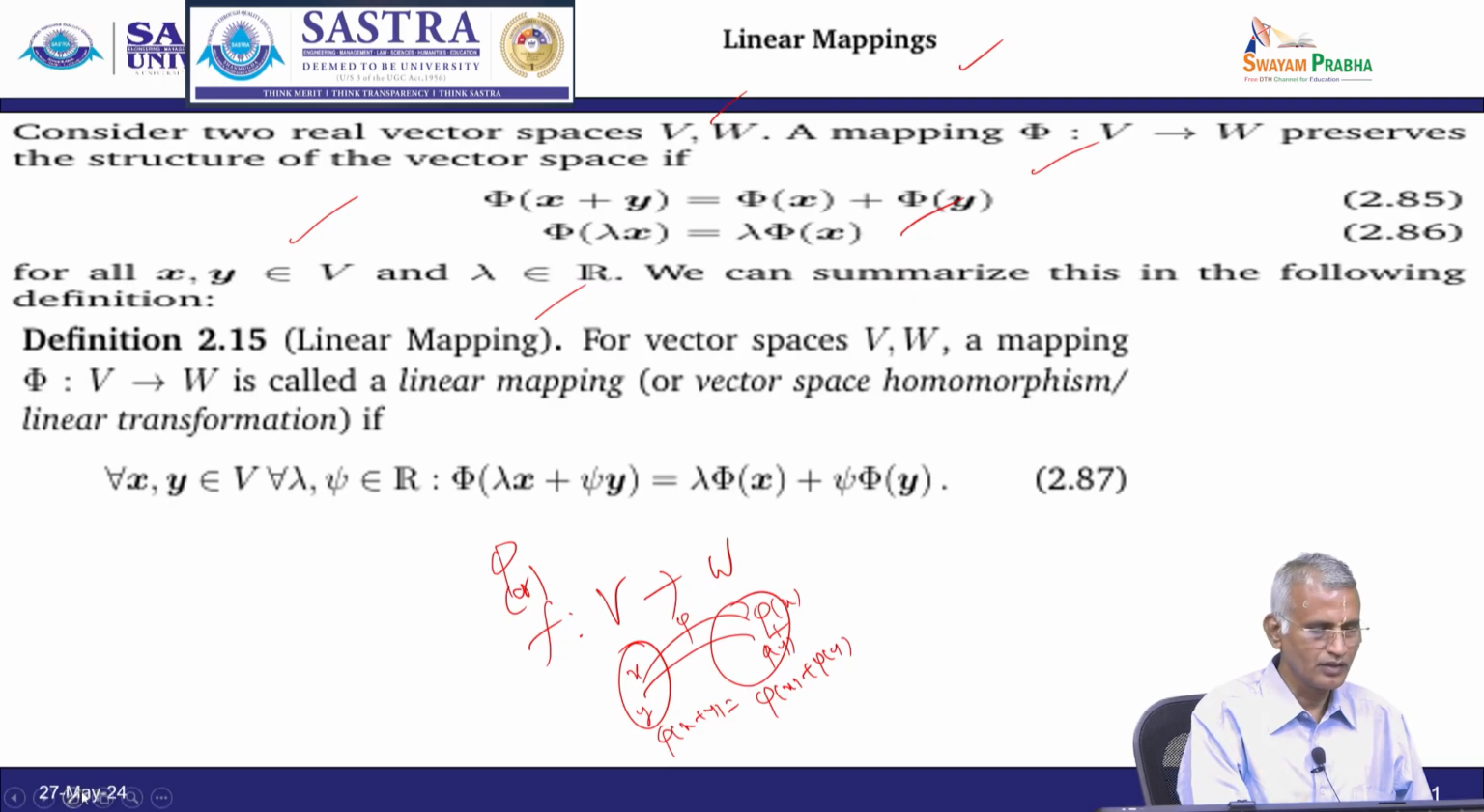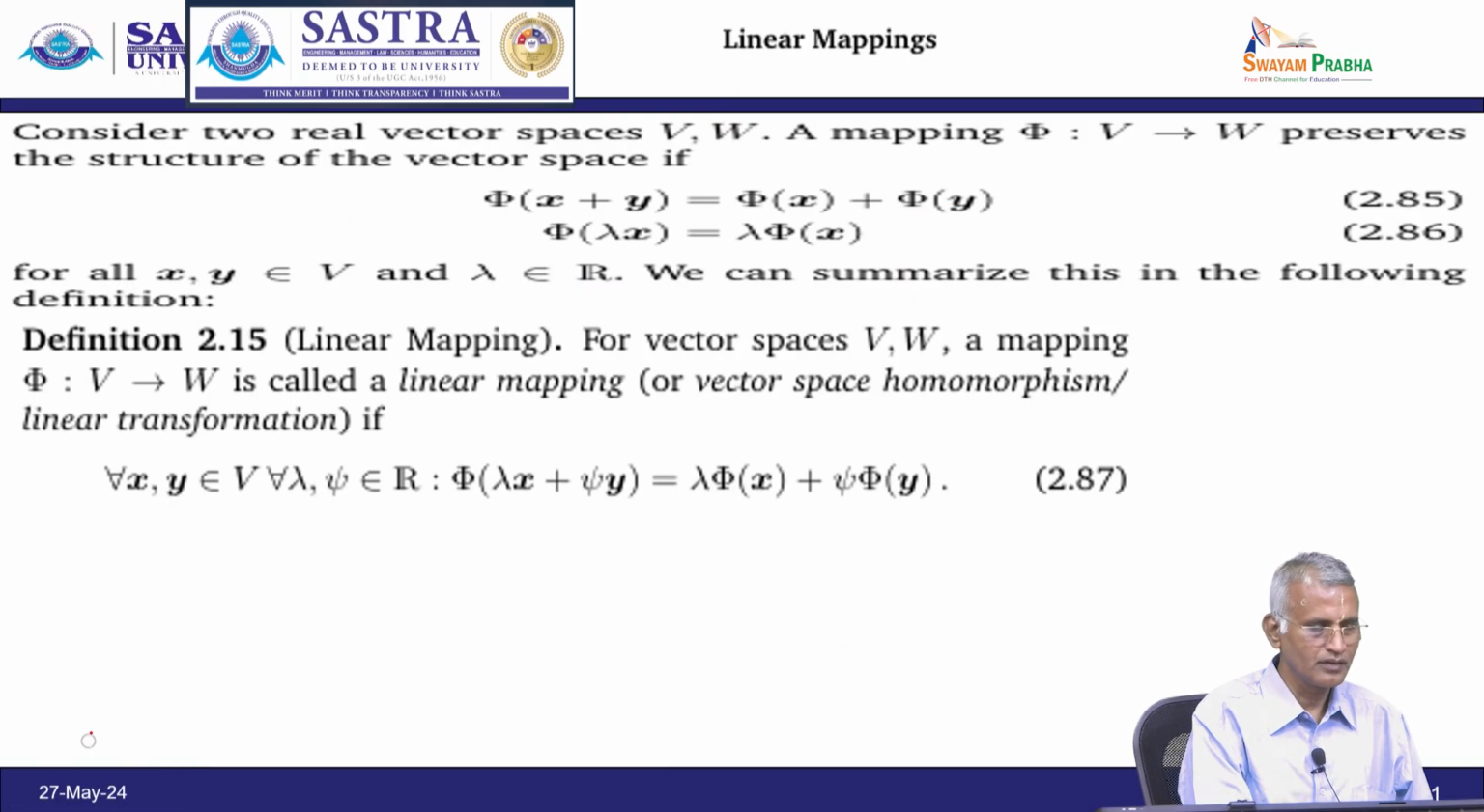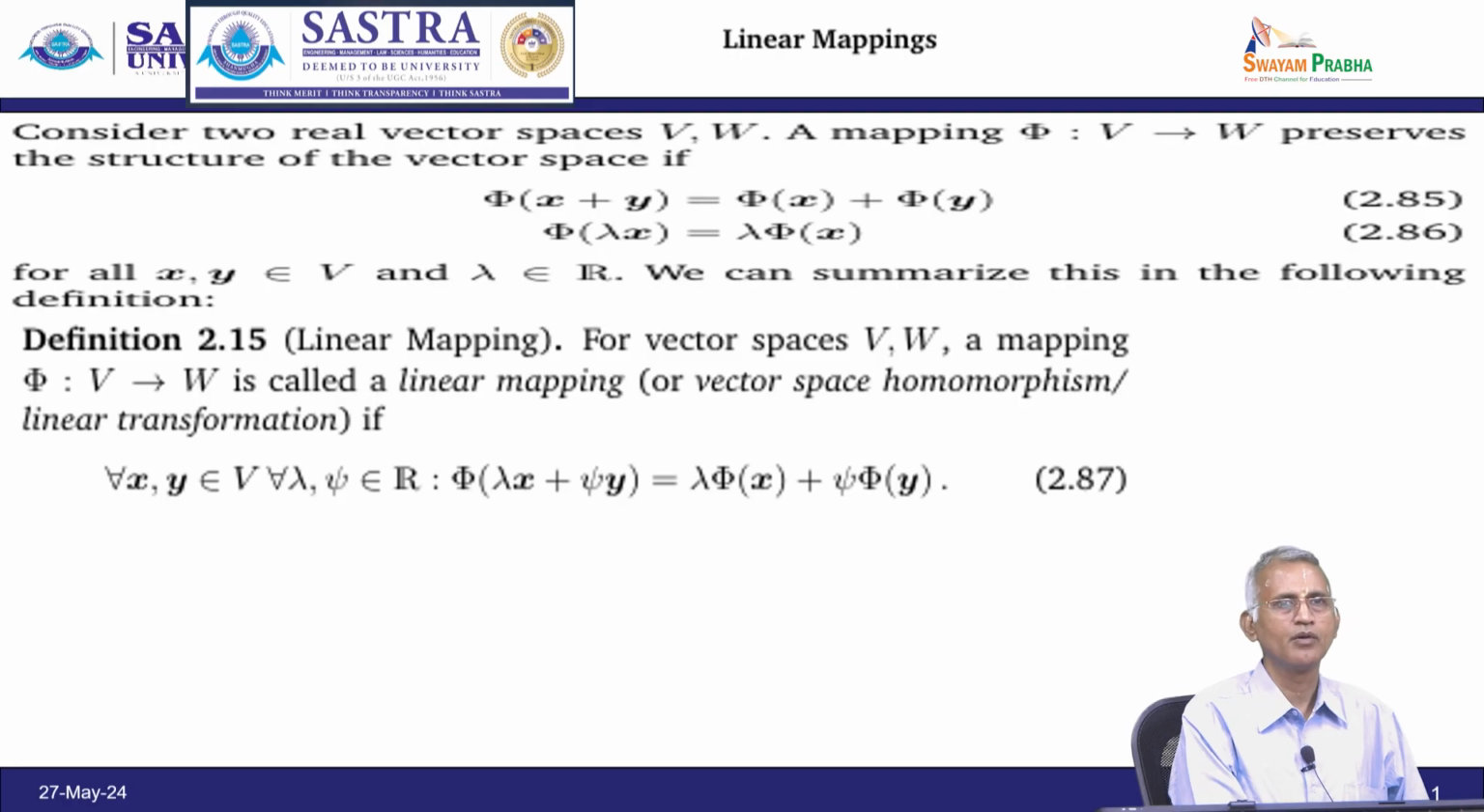So, the linear mapping: for the vectors v, w, a mapping phi such that v maps to w is called a linear mapping or vector space homomorphism, or vector space linear transformation, if for all x, y in V and lambda, psi in R, phi of lambda x plus psi y equals lambda into phi of x plus psi into phi of y. So, this is called a vector homomorphism from domain to codomain.